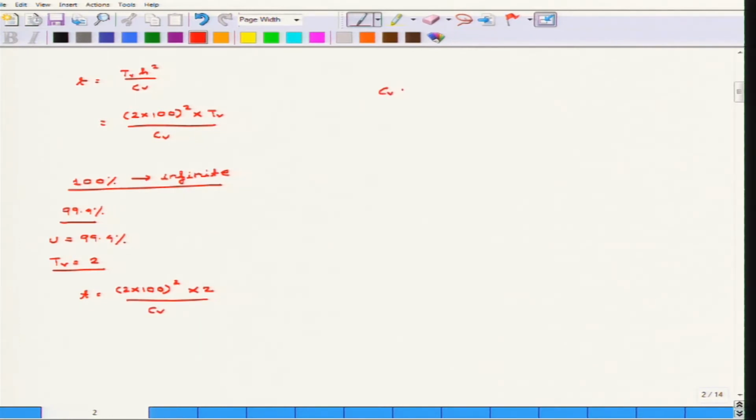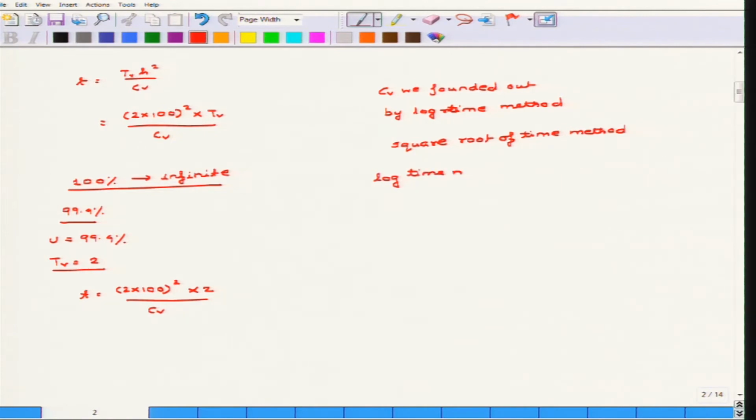Now CV we found out by the log time method. There is another method that is called the square root of time method, and from the log time method we found out that the coefficient of consolidation, or basically CV, is equivalent to 1.15 into 10 to the power minus 3.